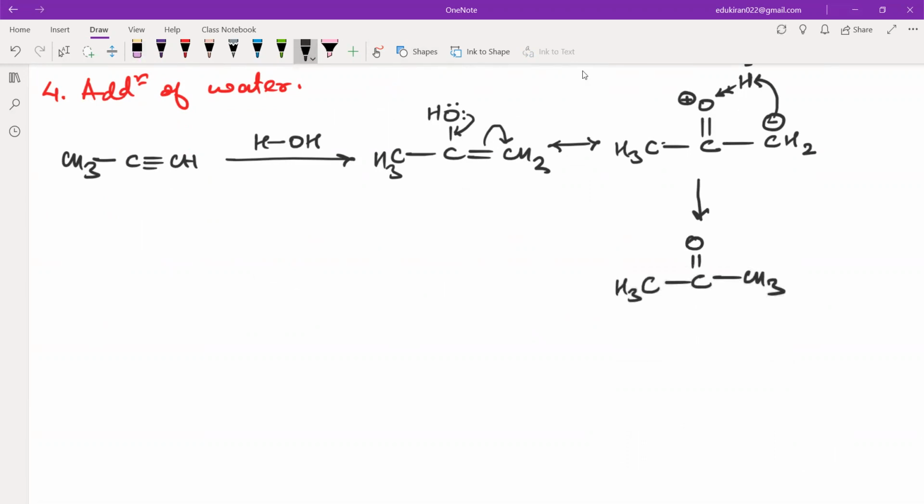Okay. Now this process doesn't happen like this. We don't find any intermediate like this. We directly see that there is an equilibrium like this between these two. Both of them are present. So this is known as the enol, and this is known as the ketone.